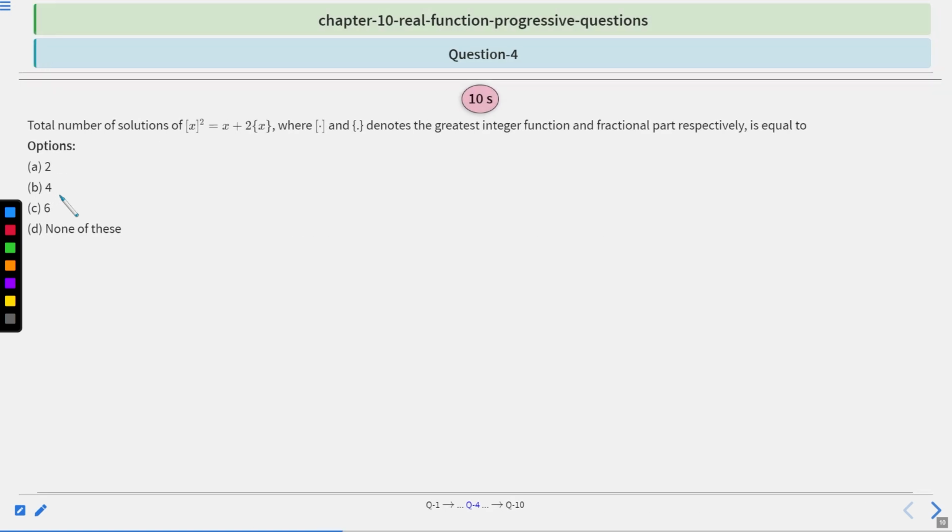Let's discuss the next question. It says the total number of solutions of the greatest integer function of x square plus the greatest integer function of x square is equal to x plus 2 times the fractional part of x, where this denotes the greatest integer function of x and the curly bracket denotes the fractional part of x, is equal to. So you have 10 seconds to solve this question. After 10 seconds, we will discuss the solution.